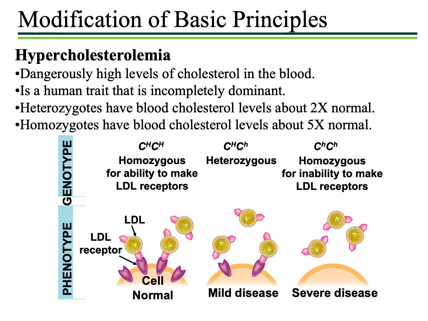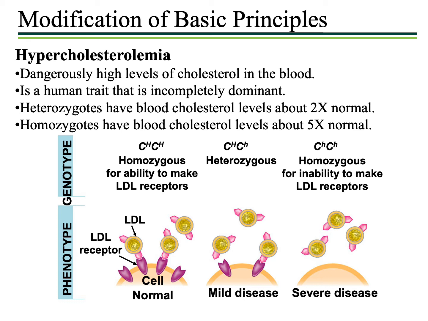Here is another example. This happens to be an example in humans. In this case, the disorder that we're talking about is something known as hypercholesterolemia. This basically is a situation where there are very high levels, dangerously high levels, of cholesterol in the blood of the individual afflicted with this particular disorder. It is due to incomplete dominance.